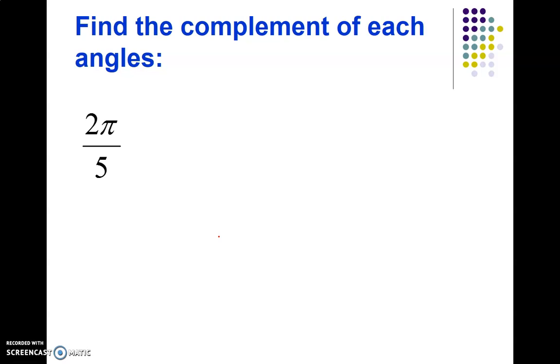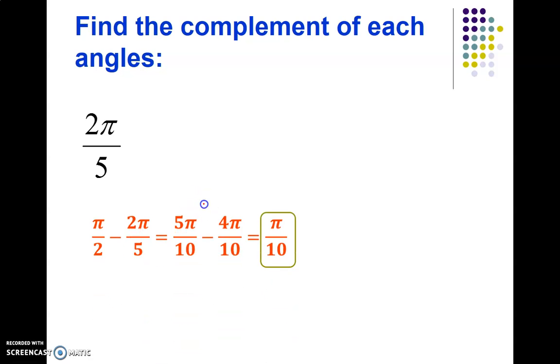How will we now find the complement or complementary angle of the given radian? So what will we do? Remember that the sum of two angles equal to 90 degrees is called complementary angle. So therefore, 2 pi over 5 subtracted from pi over 2, which is 90 degrees, we can have now pi over 10. So this one is the complementary angle of 2 pi over 5.